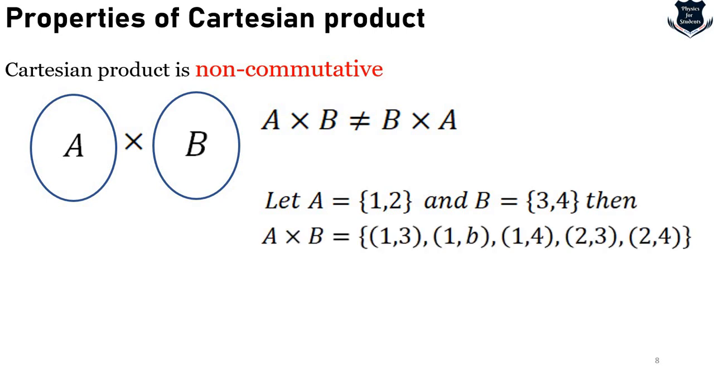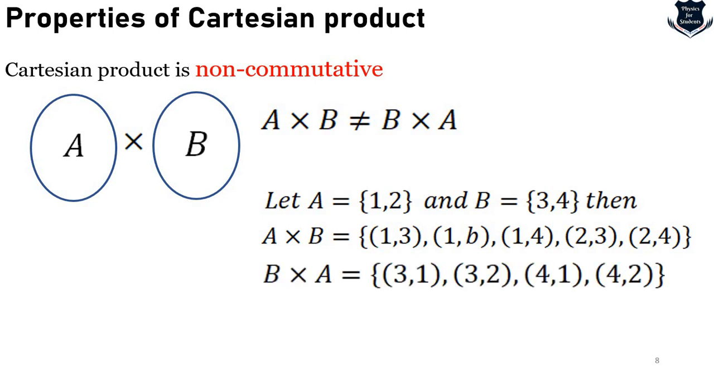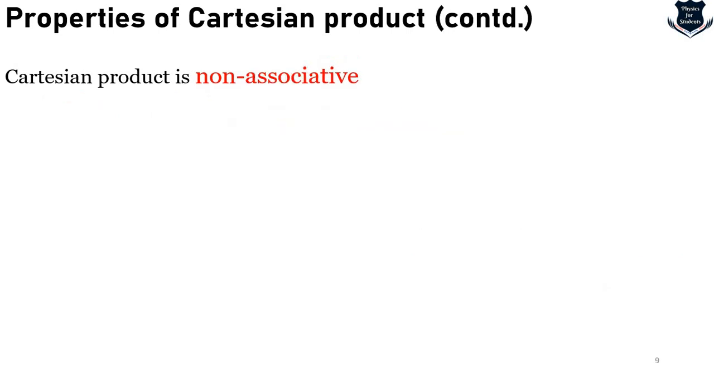Then we multiply A by B, which gives this, and B multiplied by A, which gives this. And obviously it is quite evident that A multiplied by B is not equal to B multiplied by A. This is just to touch base on the properties of Cartesian product. I know that you are already aware of these things, but there is no harm in doing them.